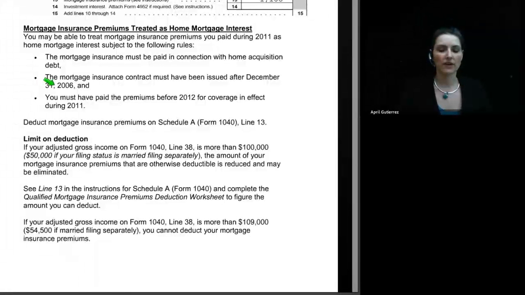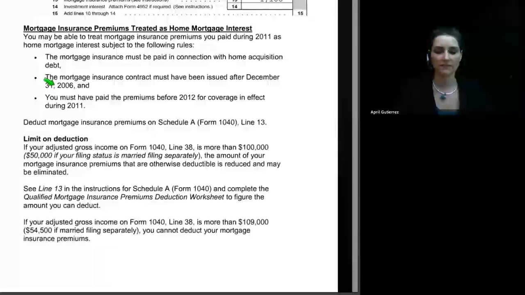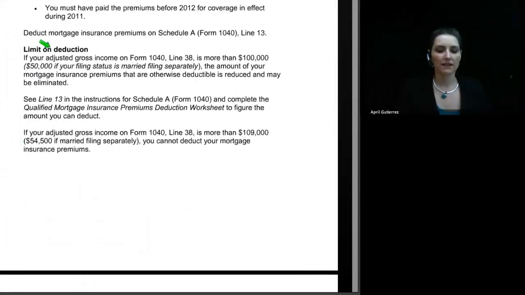Yeah, so you have to have a mortgage insurance contract that was issued after December 2006. So mortgage insurance policies that were in place before then, they're not deductible. It's only ones that have come into being after then. And if you are allowed to deduct it, you have to look to income first.